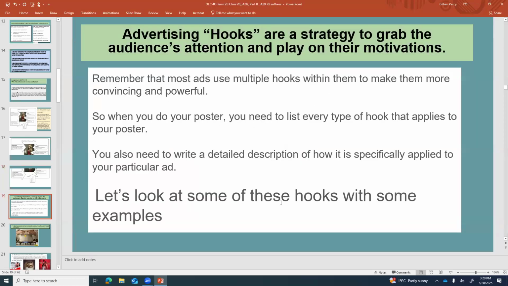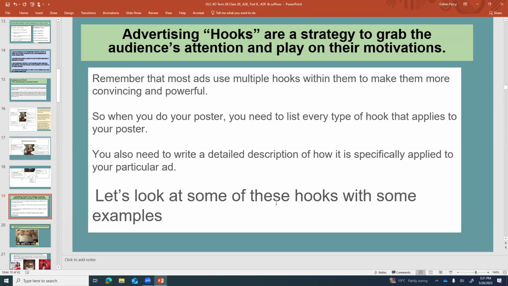So advertising hooks are just tricks or strategies to try to grab the audience's attention and play on your internal motivations, which we all have, right? Remember that most ads use multiple hooks to make them more convincing and more powerful. So when you pick your ad and do your poster, you need to list every type of hook that applies to your poster. You're also going to need to write a detailed description of how it specifically is applied to your particular ad. And I'm going to look at some of the hooks so you understand them.